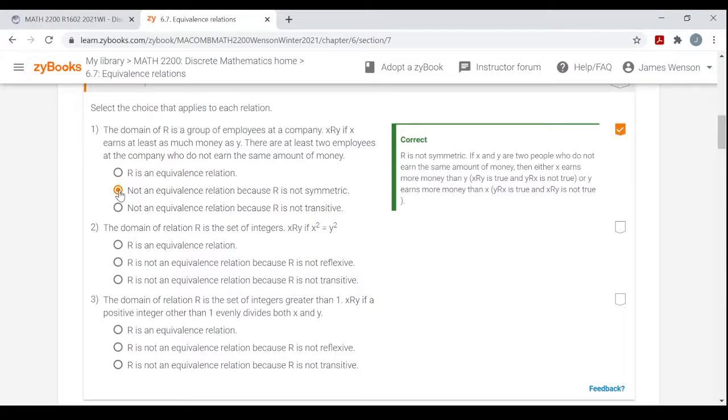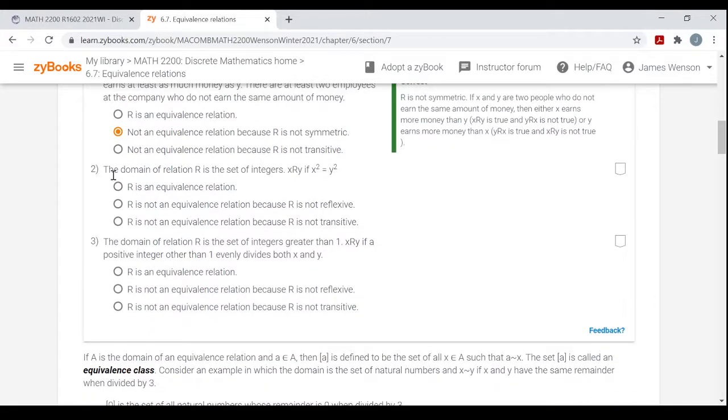Okay, so you just gotta do a little thinking. All right. How about this: the domain of relation R is the set of integers. Integer X is related to integer Y if X squared equals Y squared.